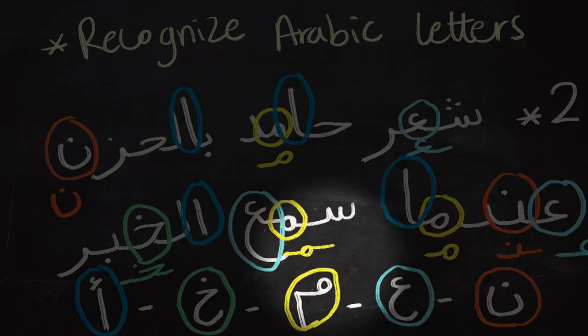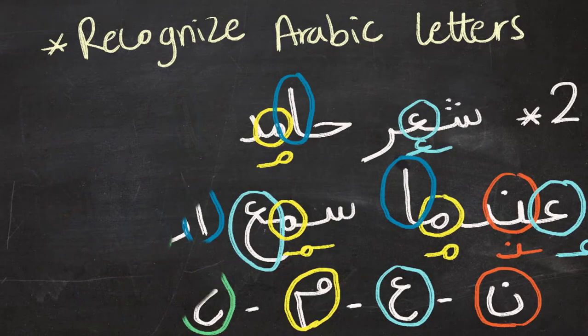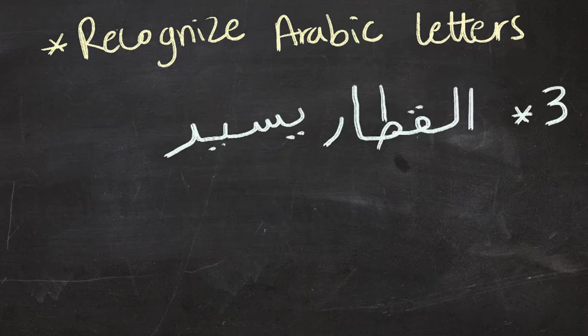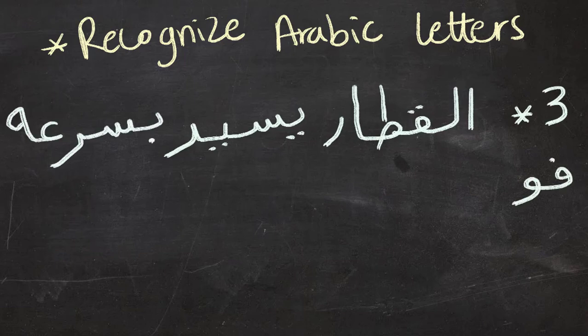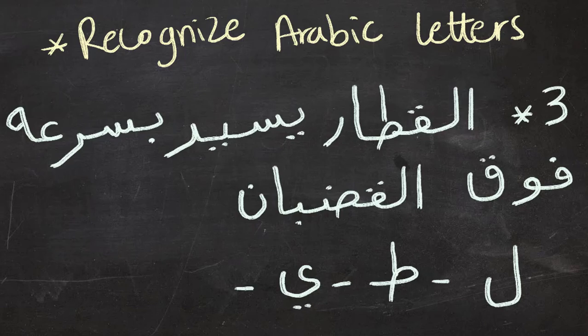So for each one of these letters, you're going to give yourself 1 point if you correctly identified them in the sentence. Next up, we're going to move to the last sentence in this section. Sentence 3. القطار يسير بسرعة فوق القضبان. And the letters that you're going to be looking for in this sentence: lam, qaf, ya, ra, ba, and wow. Now is the time to pause the video, find the letters, and we will be back with the answers.